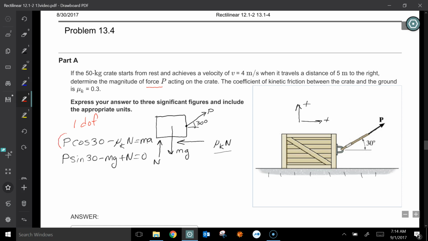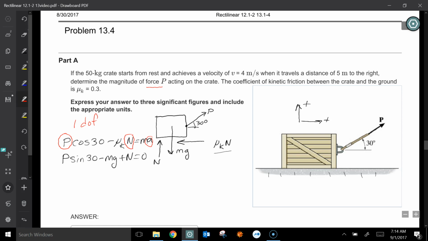Okay, so now let's count the number of things we know or don't know, and we'll circle them. So I don't know P, that's 1. I don't know the normal, that's 2. And I don't know the acceleration, that's 3. Down in the bottom equation, I've already counted P, and I've already counted N. So I have 3 unknowns, and I have 2 equations.